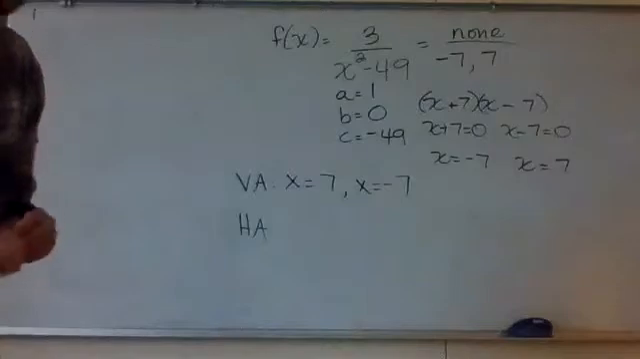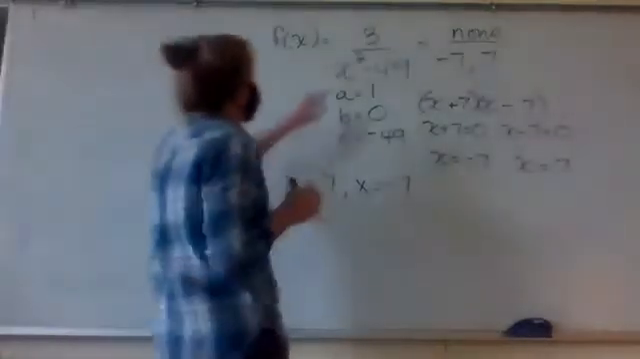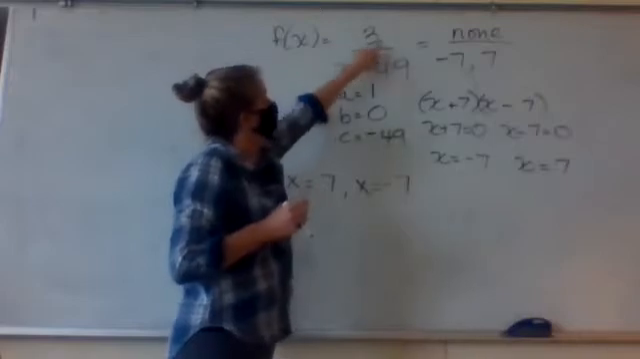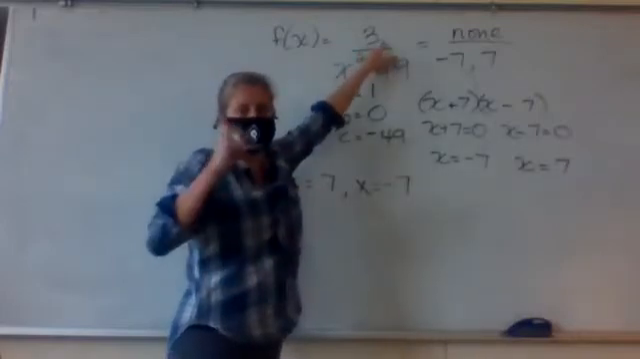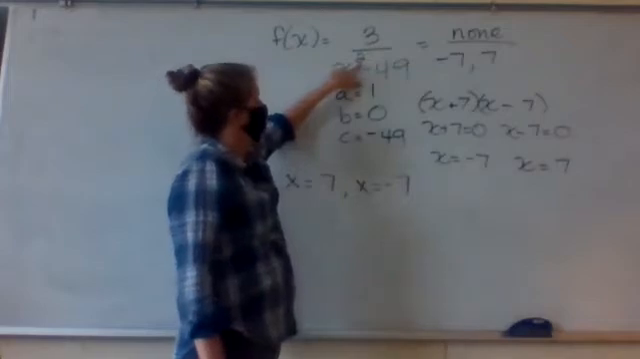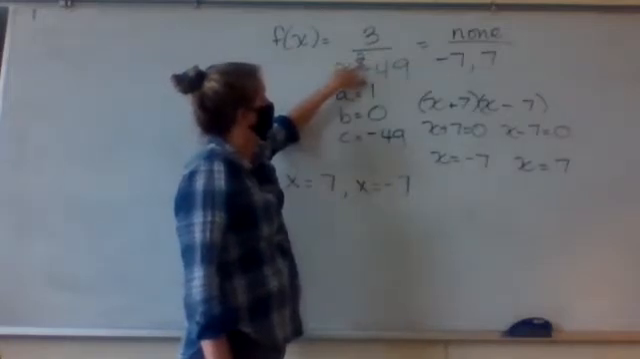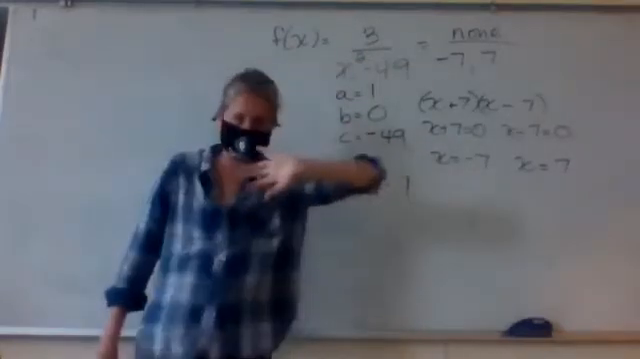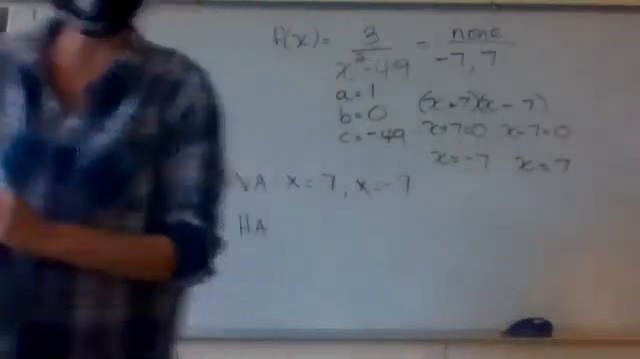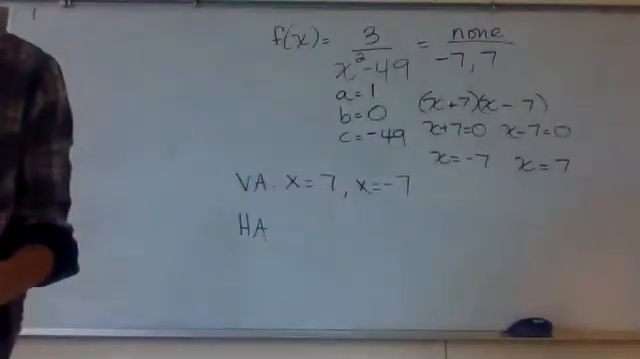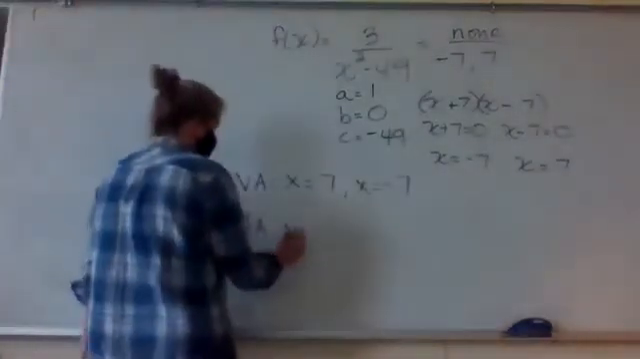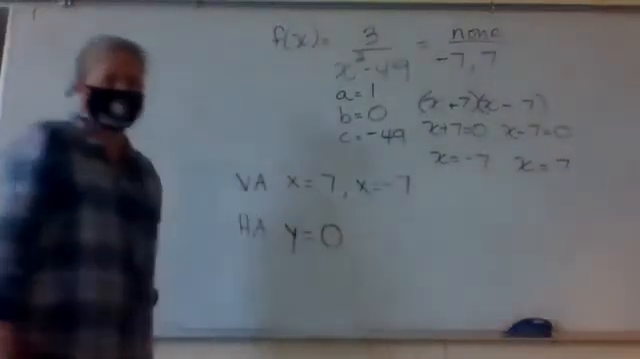My horizontal asymptote comes from the degree of the top compared to the degree of the bottom. What is the degree of the top? It is 0 because there are no x's. The bottom is an x squared, so the degree of the numerator is less than the degree of the denominator. What does that tell you about the horizontal asymptote? It is at y equals 0.